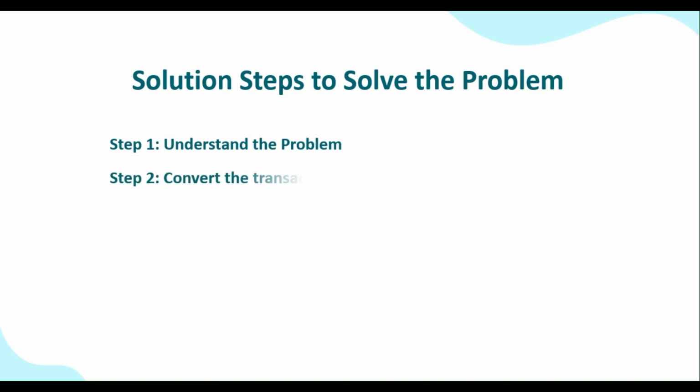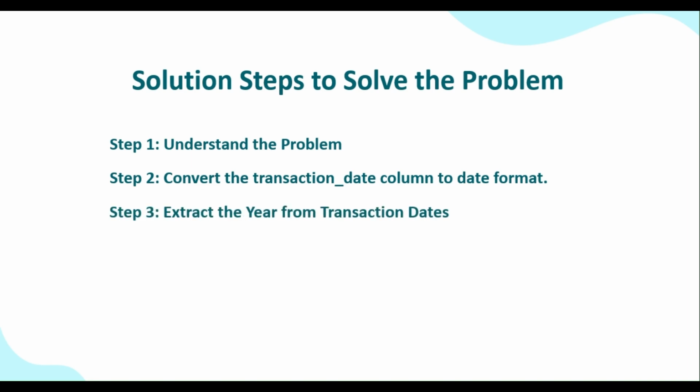Now coming to the second step, we have to convert the transaction date column to the date format, since we don't know whether it's in date format or in string format. First of all, we have to make sure that the column is in date or datetime format. Now coming to the third step, it is to extract the year from the transaction date, since we have been asked to focus only on transactions which have been made from the year 2018 to 2022. So that's why we just have to extract those years.